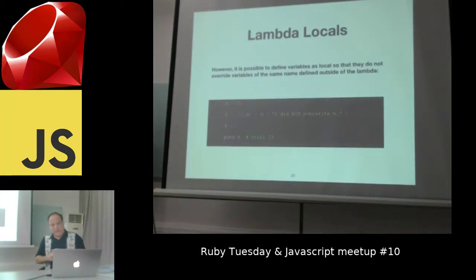Lambda locals. The problem of overwriting variables in the scope of the lambda can be solved by declaring the variables inside the parentheses. If you precede it with a semicolon, it's not a parameter. It just means I'm going to be using a variable whose name is n, and I want it to be a local variable. It's very obscure syntax.